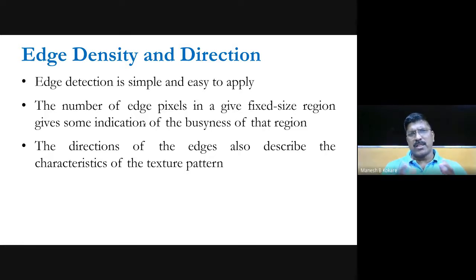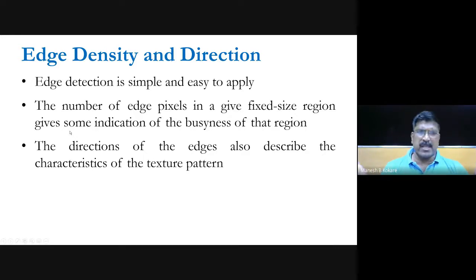Edge detection is simple and easy to apply. We already studied in our second chapter how to detect the edges, so we continue with that and apply it to the textured image. After detecting the edges of the texture image, the number of edge pixels in a given fixed size region gives some indication of the busyness of that region. If more edges are there, the region will be more busy. If fewer edges are there, the region will be less busy.